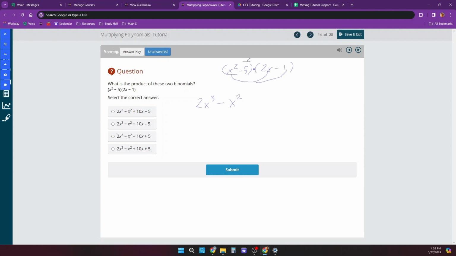So now we're going to do the same thing with our second term, excuse me. So -5 times 2x is going to be negative 10x, and -5 times -1 is going to be plus 5. And I do believe nothing else could be combined or simplified, so that would be 2x to the third minus 2x squared, minus 10x, plus 5, so it is going to be C for me. Very well may be shuffled around for you, so make sure we choose the correct answer.